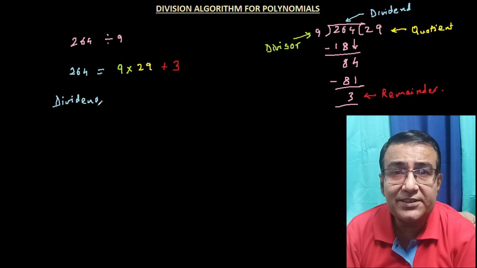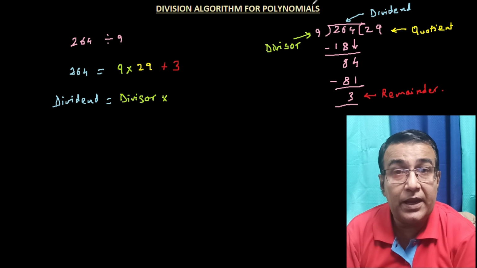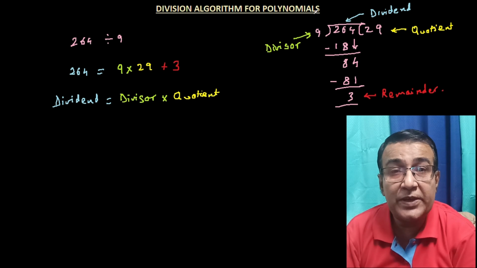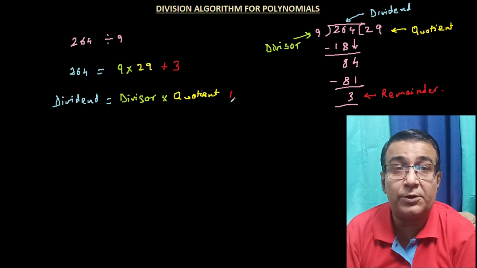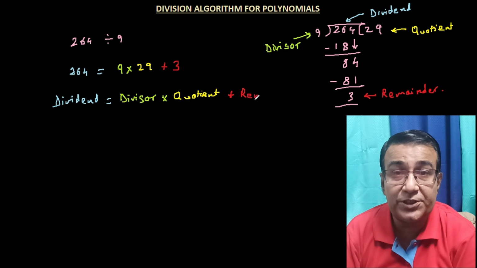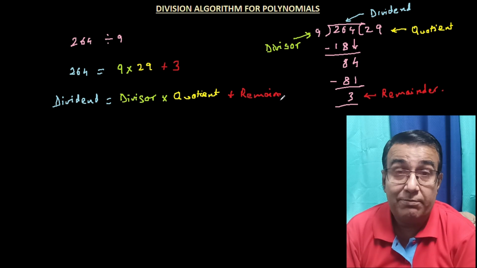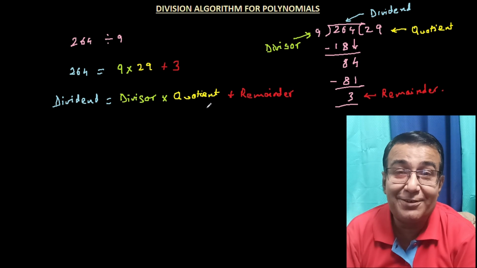So we can say that this 264, which was our dividend, is equal to 9, which was our divisor, times 29, and 29 in this case was our quotient, plus 3, which is the remainder. So we can say that dividend is equal to divisor times the quotient plus remainder. Well, that is the division algorithm. It's as simple as that.